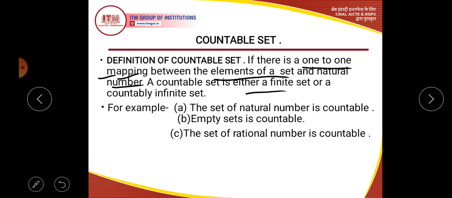For example, the set of natural numbers is countable. Empty set is also countable, and the set of rational numbers is also countable. They seem to be infinite, but they are countable. They are countably infinite, because we can define a one-to-one mapping between the set of elements and natural numbers. So these are the examples of countable sets.